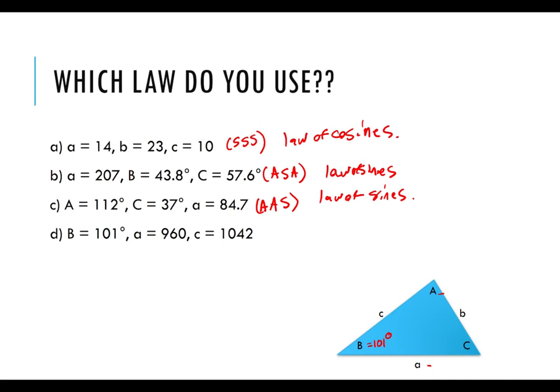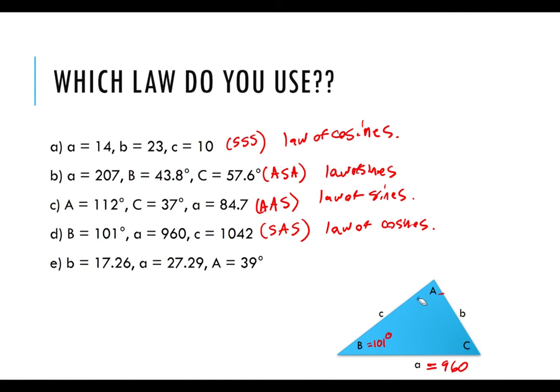Alright, for the next one, we're given that angle B is equal to 101 degrees. Side length A is equal to 960. And side length C is equal to 1042. Sorry if I called A degrees. It's a side length, not in degrees. So then, what do we have? We have a side-angle-side. Side-angle-side, what are we going to use? We're going to use law of cosines.